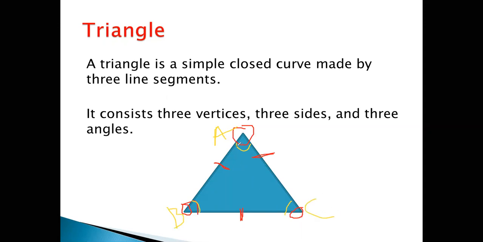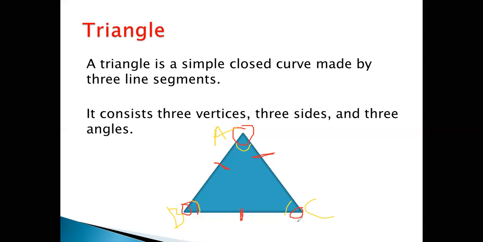So how many sides are here? Three sides are here. One side is AB, the second side is BC, the third side is CA or AC. Okay, if we talk about the vertices, how many vertices are there? Three vertices, that is A, B, and C. Then if we talk about the angles, how many angles are there? Angle A, angle B, angle C.